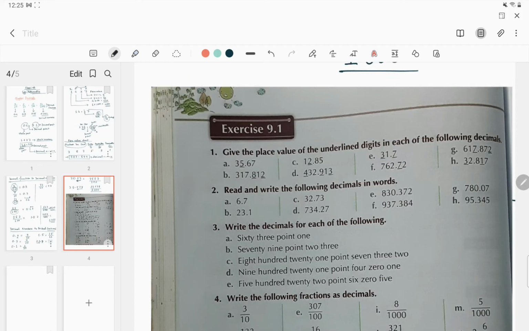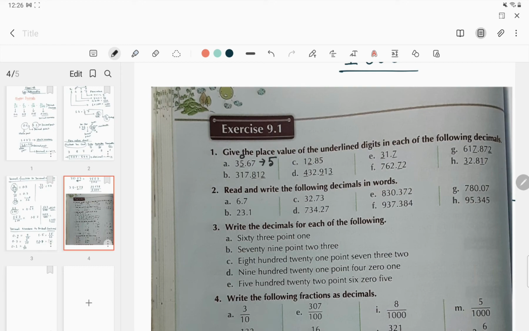Now go to exercise 9.1. 1a, give the place value of the underlined digits in each of the following decimals. For question A, you know 35.67, the decimal point separates it into 2 parts. The part to the left of the decimal point is known as the whole part, and the numbers to the right of the decimal point are known as the fractional part. But the underline is on 5, so the place value of 5 is only 5, because this is the ones place. So the answer is only 5.